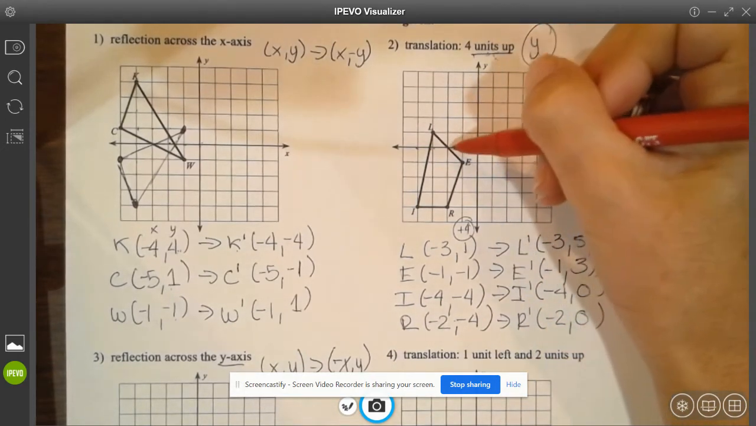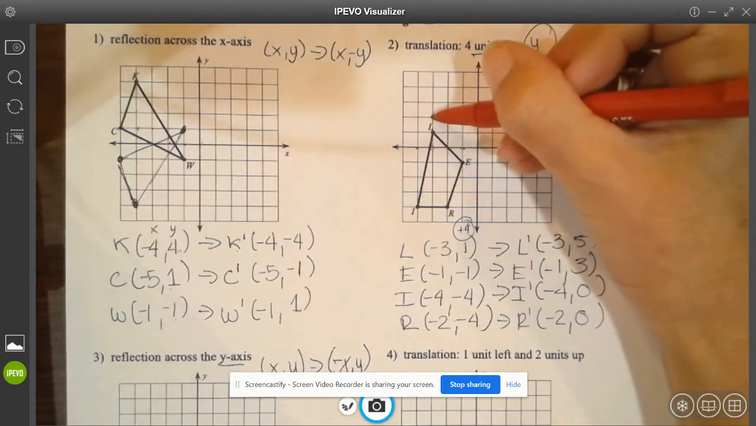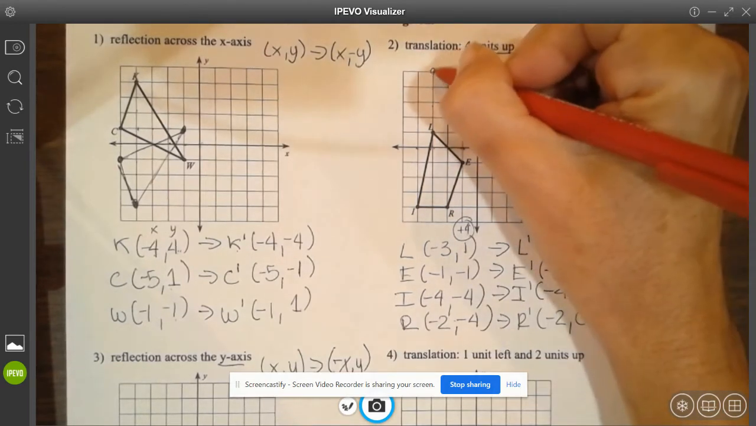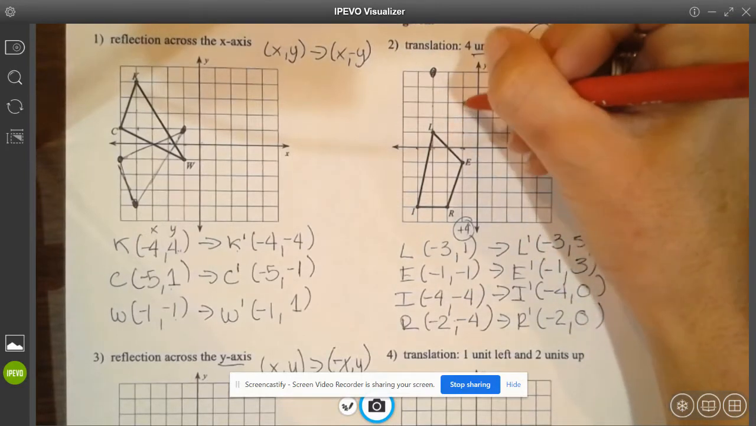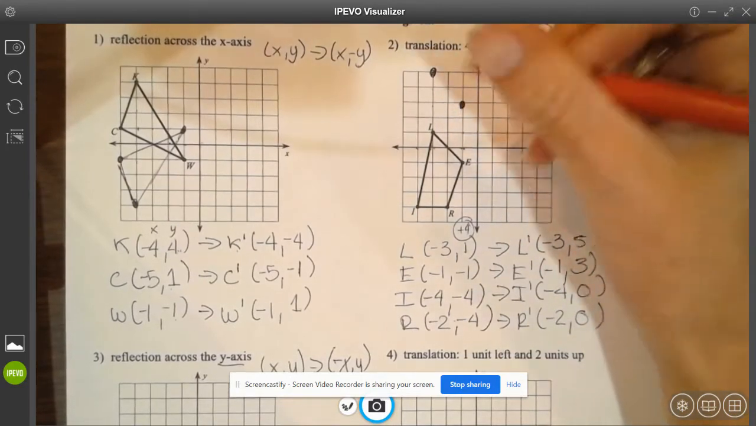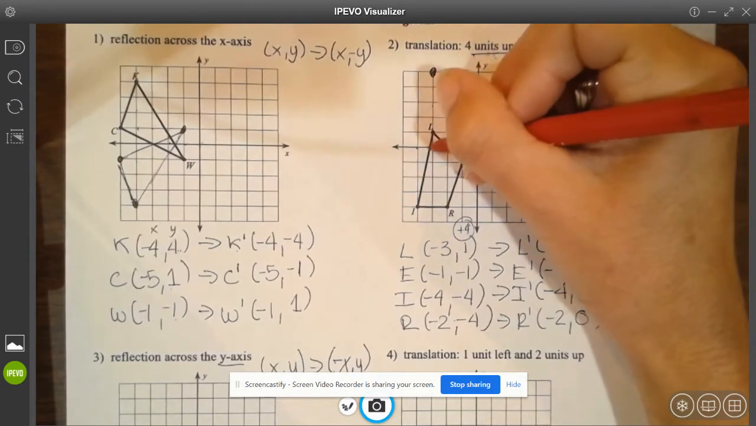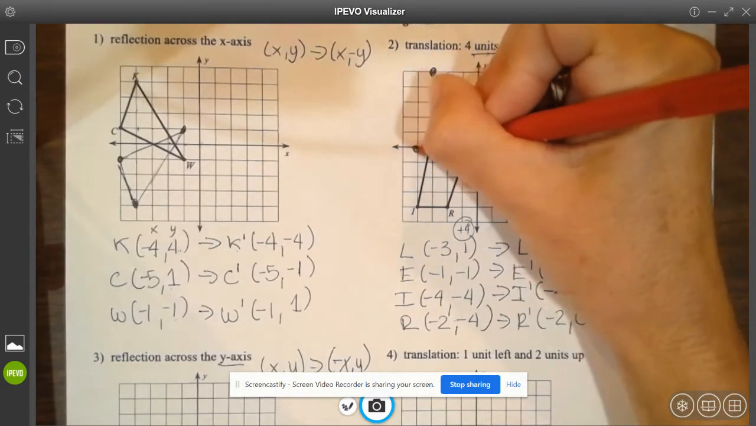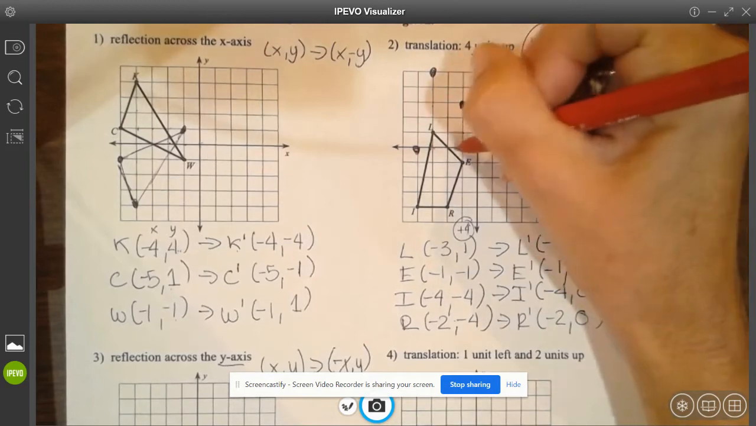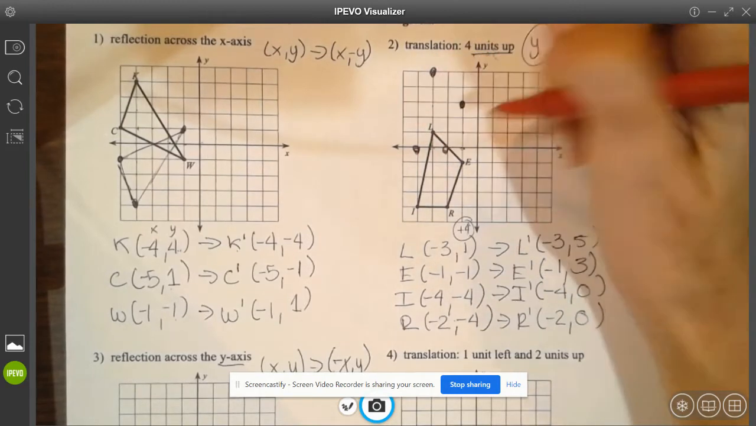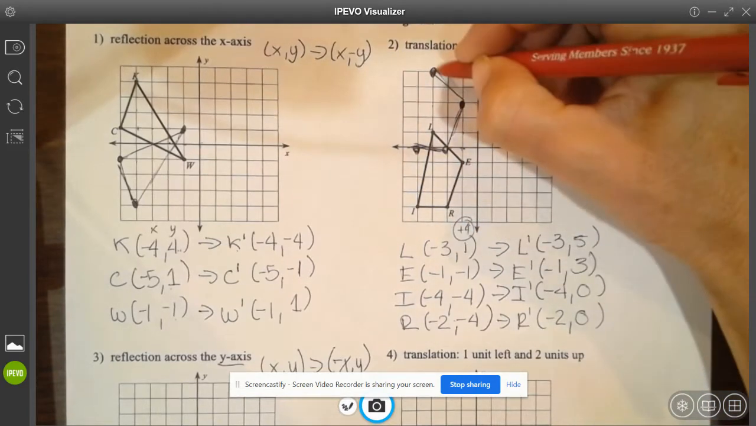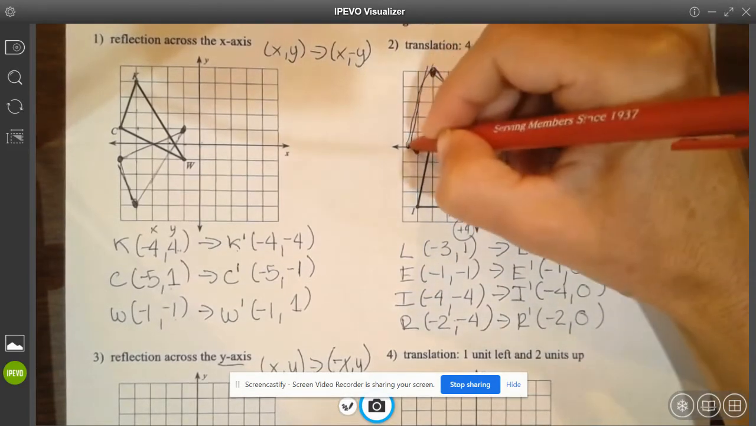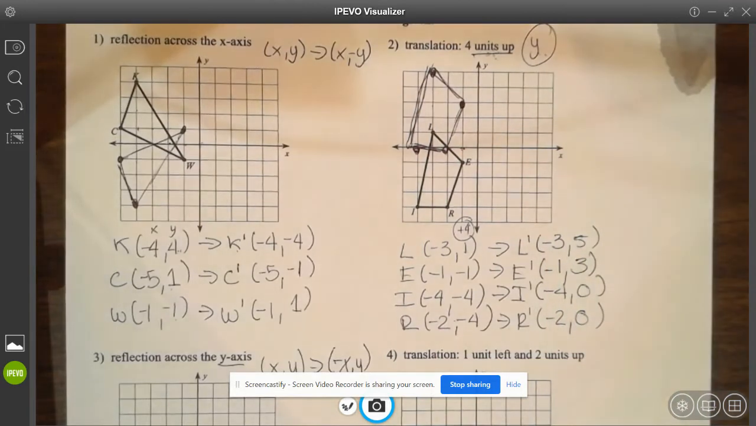That's 1, 2, 3, 4, 5. That's my point. Then -1, 1, 2, 3. That's my other point. -4, 1, 2, 3, 4, 0. That's my other point. And then (-2, 0). That's my other point. And then I close my image, and that is my new figure.